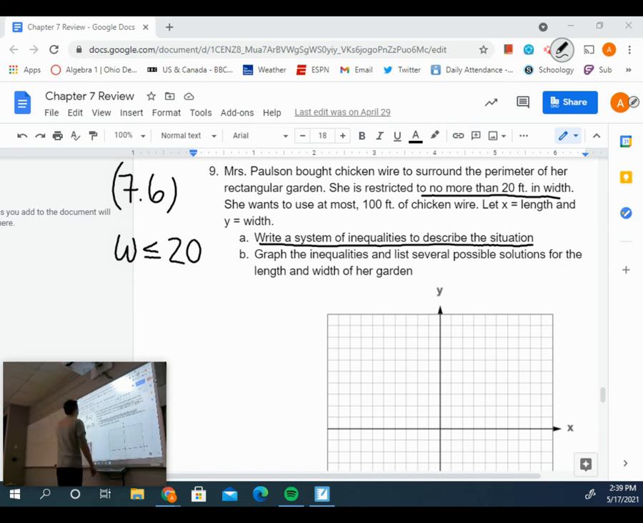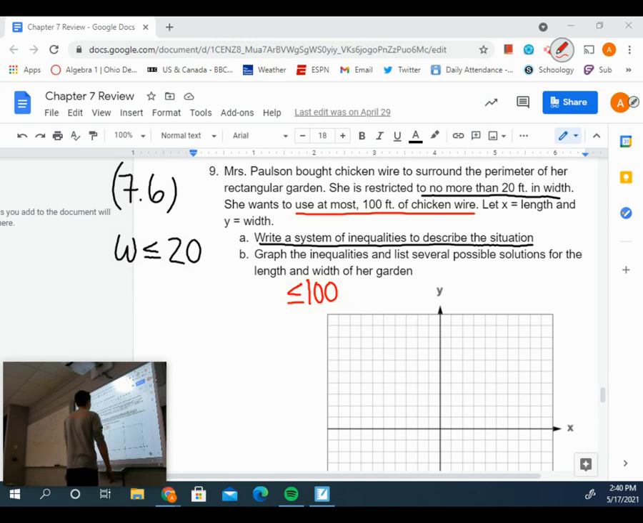Why? Well, the open side faces the 20. The open side always faces what's bigger. This indicates that the width can be any value that is under 20, okay? Any value that is under or equal to 20, right? If you say no more than 20, you can have 20 and still be good. She also says she only wants to use at most 100 feet of chicken wire, which again indicates to me we're going to have an open side of the inequality facing the 100 with an equal to.